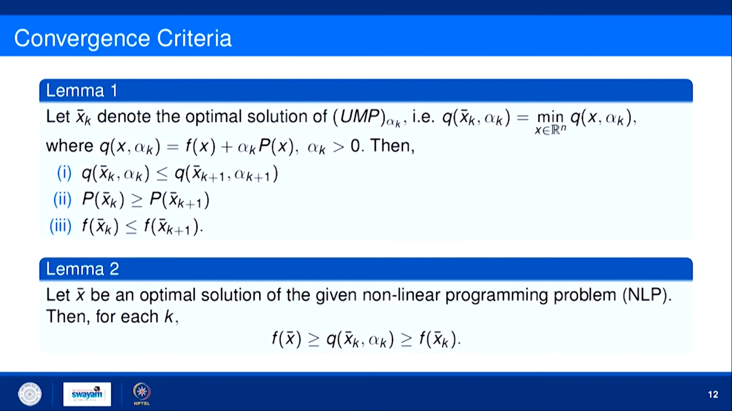How can we say that this is convergent? We have various theorems also. We are not going to discuss the proofs of the theorems; I am just stating them here for your understanding.